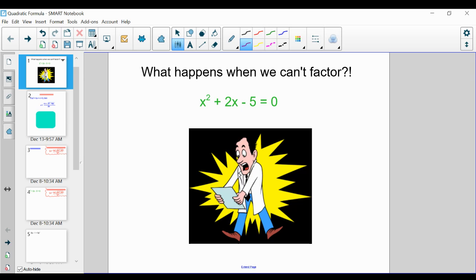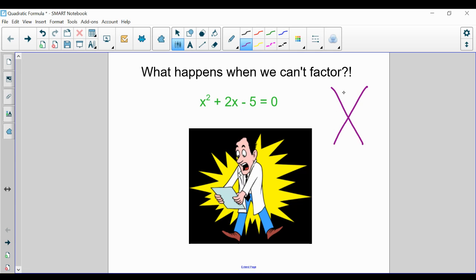If you aren't sure about what I'm saying, what I mean by that is if we think about our magic diamond and I'm plugging in -5 and +2 based on my C and B values, I cannot come up with two numbers that multiply to -5 and add to 2. I can't think of anything. So what do we do?